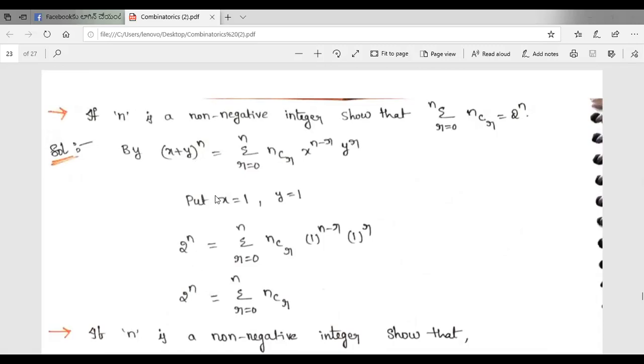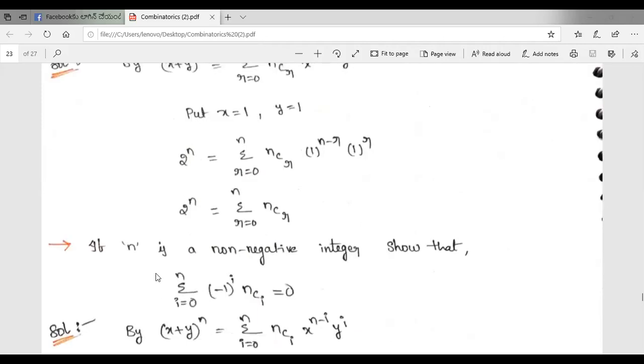So 2 power n is equal to summation r is equal to 0 to n, nCr. In place of x we put 1 power n minus r, and 1 power r. So 1 power n minus r, anything, is equal to 1. So this becomes summation r is equal to 0 to n, nCr. So this is the given problem. So summation r is equal to 0 to n, nCr is equal to 2 power n. So hence proved.